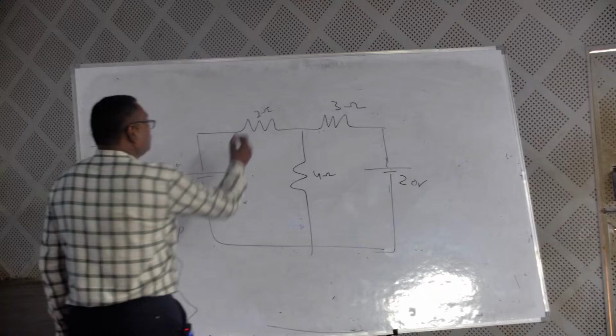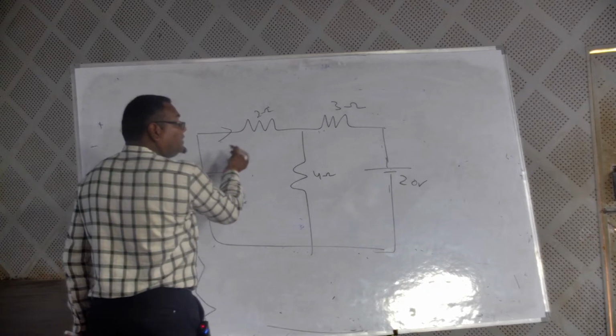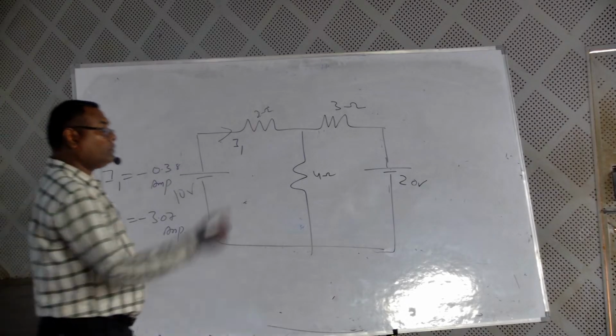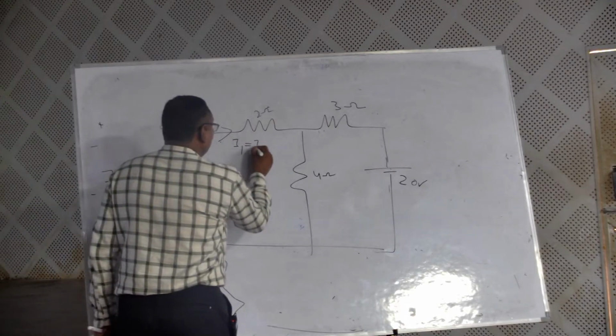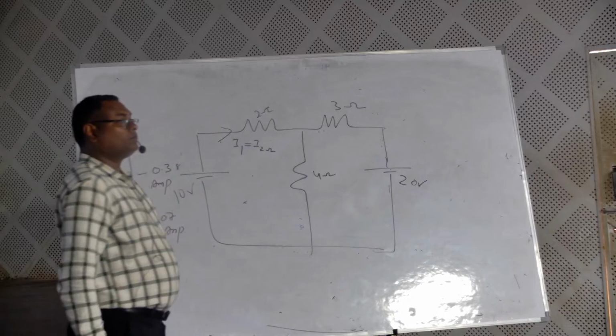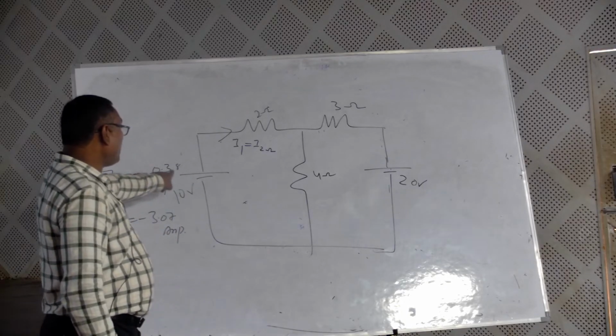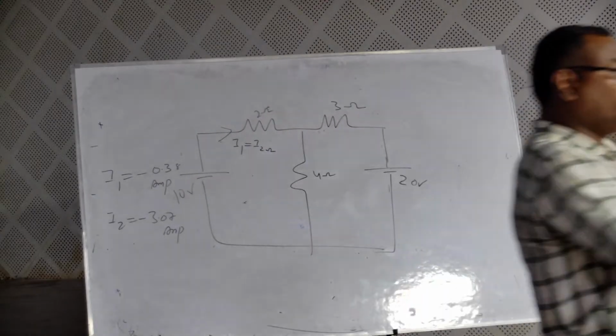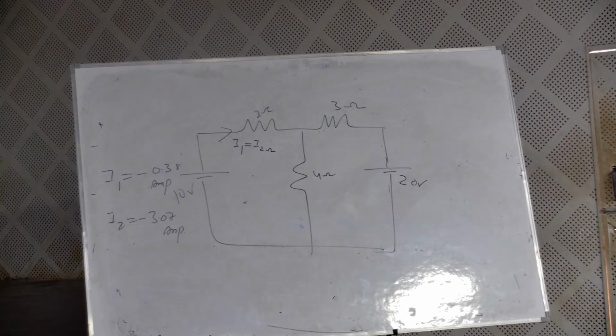Therefore, the current through 2 ohms is, which current is flowing? I1. Give the new name: I2 ohms. What is the answer? Minus 0.38 amperes. Write down: therefore, the current through 2 ohms, I1, is equal to I2 ohms, is equal to minus 0.38 amperes.